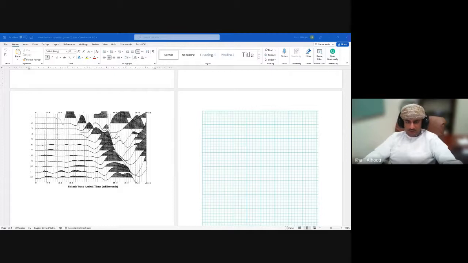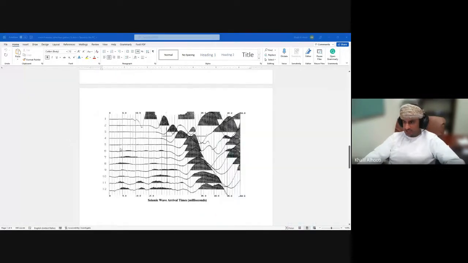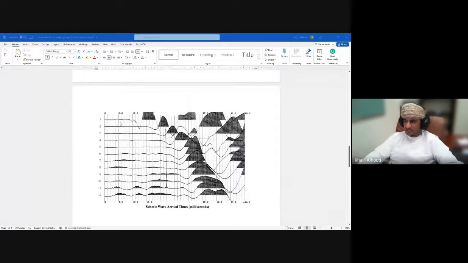So I received an answer from Sumaya. She's saying 5. And that's not actually true. I have more than 5. So how many traces are there? How many different wiggles are there, you think? How many geophones are there? Somebody is saying 12. That's true. That's the first wiggle, another wiggle, another wiggle. Those are wiggles. These are traces. Those traces are recorded by different geophones.